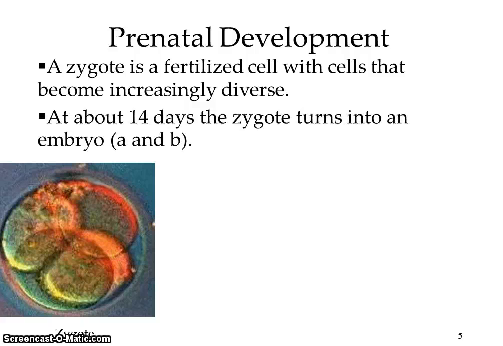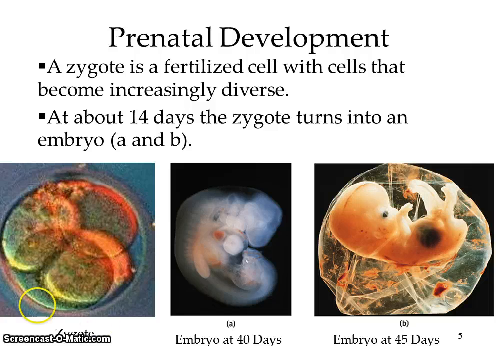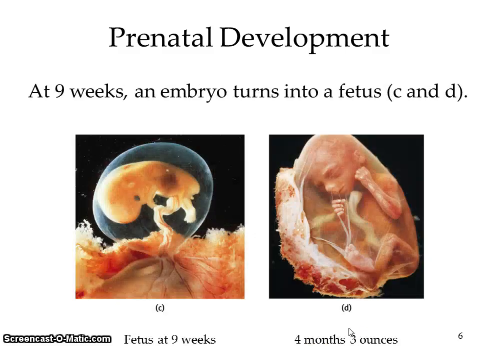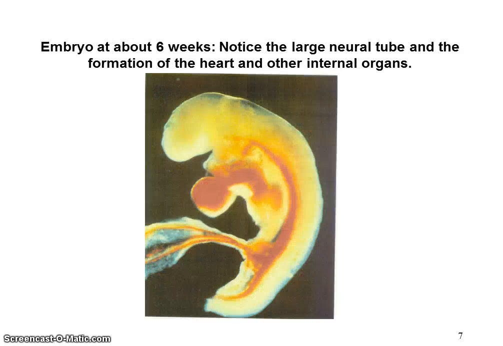And at 14 days, the zygote turns into an embryo, which you see here. All of the pictures I'm going to show you today have been blown up by microscopes and lenses, so they are much larger than what you would see if you were to really look at a zygote or an embryo in the womb. So an embryo at 40 days and then 45, you can definitely see all of the developmental processes occurring at that point in time. At 9 weeks, an embryo turns into a fetus. So you see the fetus on the left and then a larger infant in the womb on the right.